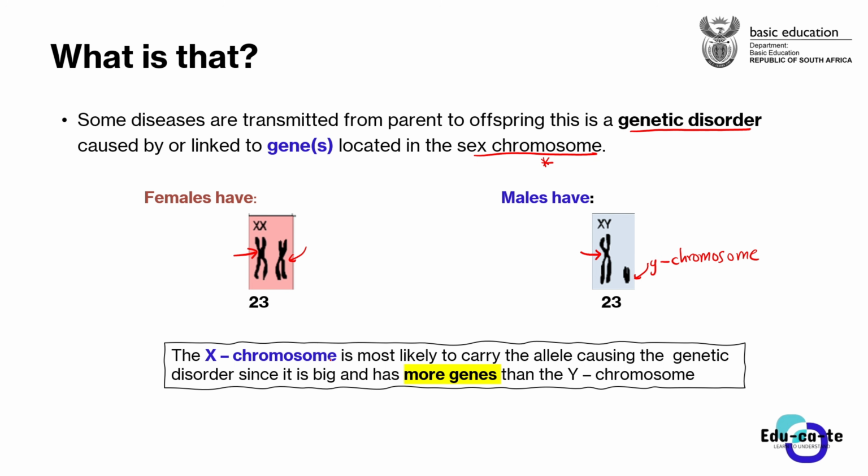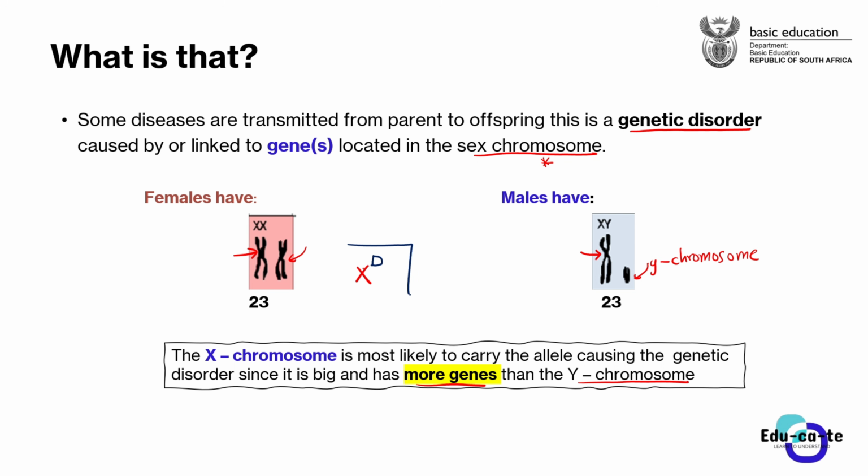Why does it sit on the X chromosome? It is because the X chromosome carries more genes than the Y chromosome. So the Y chromosome is not able to carry an allele that causes a disease, but the X chromosome is able to do that. So maybe when you write an X chromosome that has a disease allele, we can say the disease is a dominant allele, capital letter D.